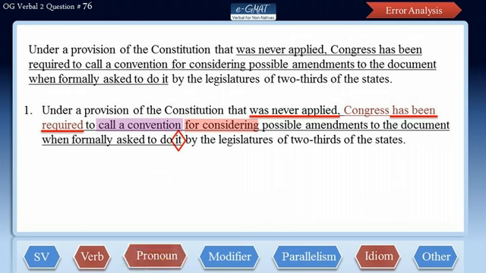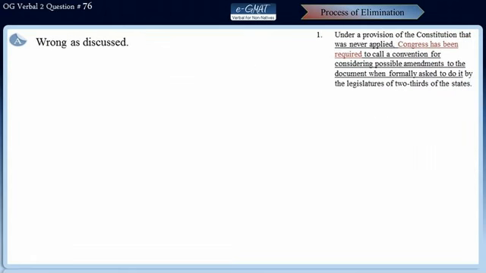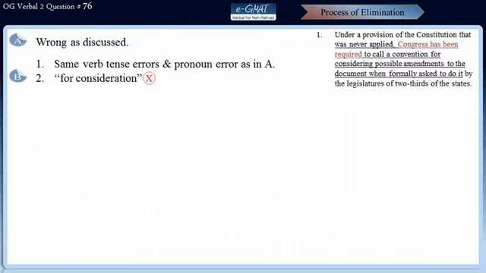Now let us run the POE to find out what's the correct answer. Well, choice A is certainly not correct as we discussed just now. Choice B is also not correct because firstly, it repeats the same verb tense errors and the pronoun error as in choice A. Also, for consideration is not correct because it wants to show the purpose of the action. It must be written as to consider. Also, this choice is way too wordy with an unnecessary that clause. So, these errors make choice B incorrect.